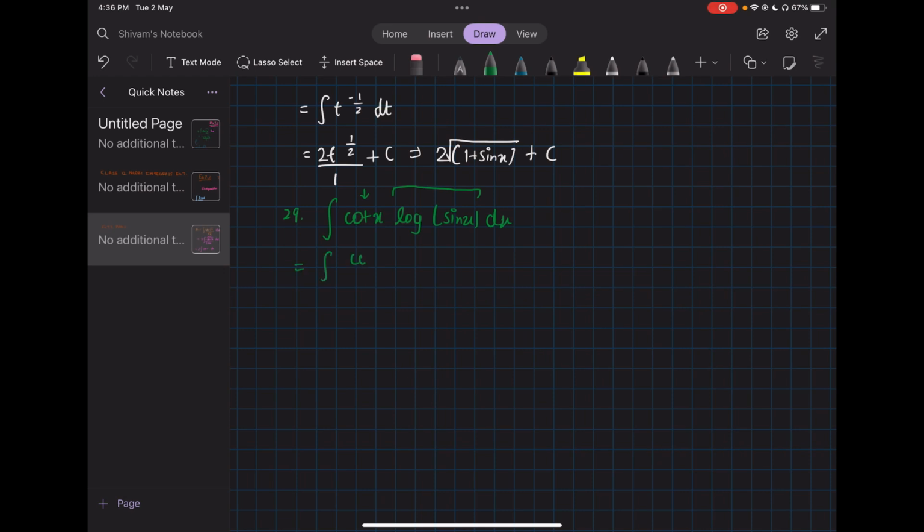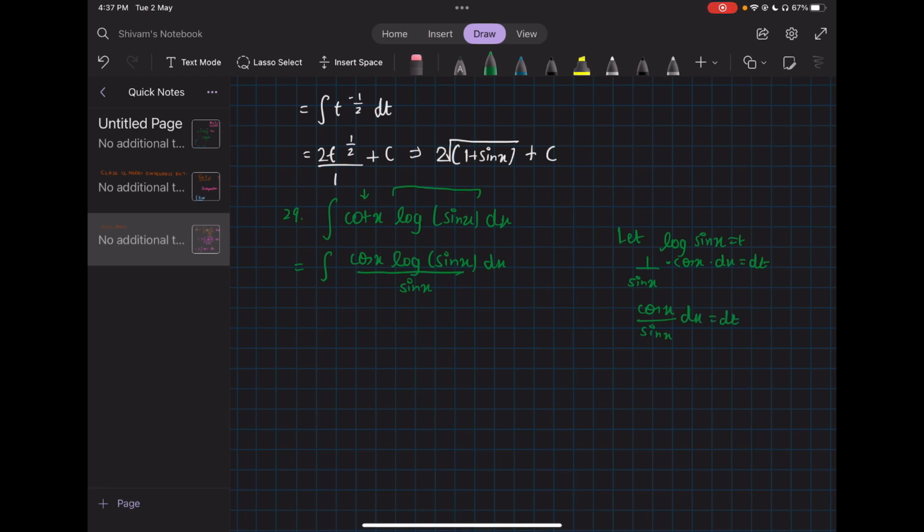But if you don't, I'm just going to write it in terms of sine and cos, and hopefully that will make it easier. Right, then I'm going to let log of sine x equals t. Then we have 1 over sine x times cosine of x times dx is dt, and cosine of x over sine of x dx is dt.